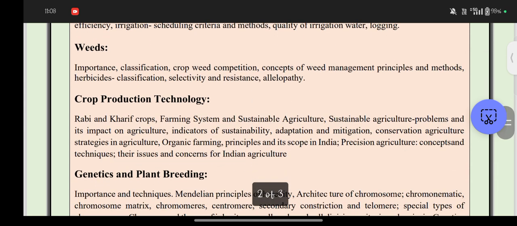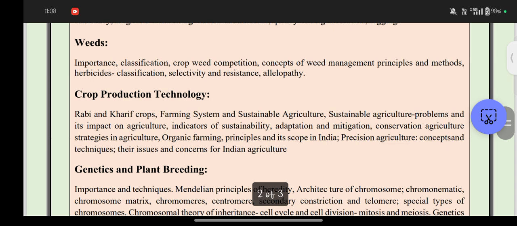Then in weeds you need to study its importance, classification and crop weed competition, concepts of weed management principles and methods, herbicides classification and selectivity and resistance, allelopathy.